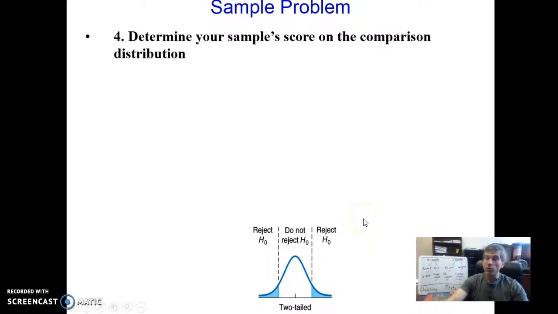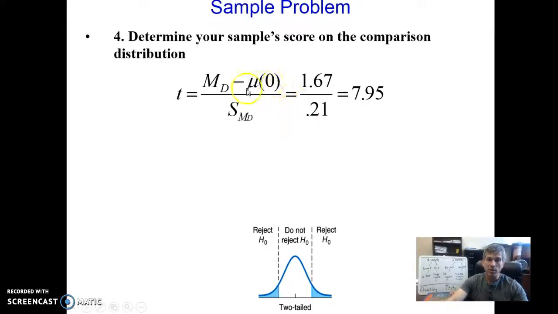So our average difference score in the sample, remember, our mean difference score was 1.67. We have a mu piece up here, but because the null is that mu is 0, we just cross it out. And with 1.67, the average difference score, divided by the standard error of those difference scores, 0.21, we have a t-score of 7.95. These kids' average difference score is almost 8 standard errors higher than the null hypothesis prediction of an average difference score of 0.